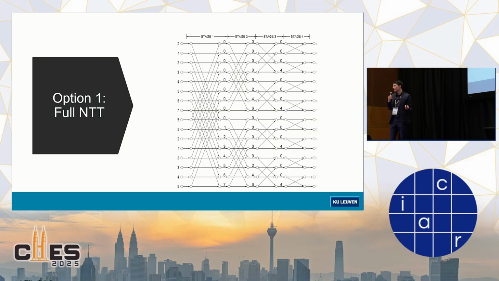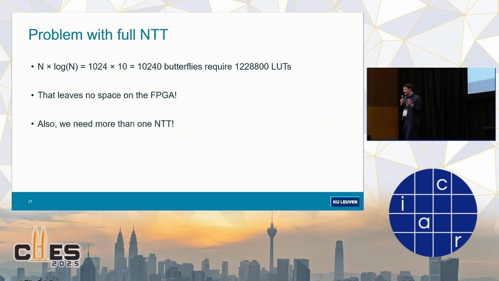Now, there's a little bit of a problem with that. If you take one of the biggest FPGAs out there, a U55 or a U280, you might be able to fit a single one of these entities, like 1024 by 10 or 512 by 10, but you're not going to leave any space on the FPGA for anything else in the TFHE. And also you need more than one NTT anyway, because TFHE needs to do an NTT and an inverse NTT, and reusing that NTT is annoying. So instead we do the following.